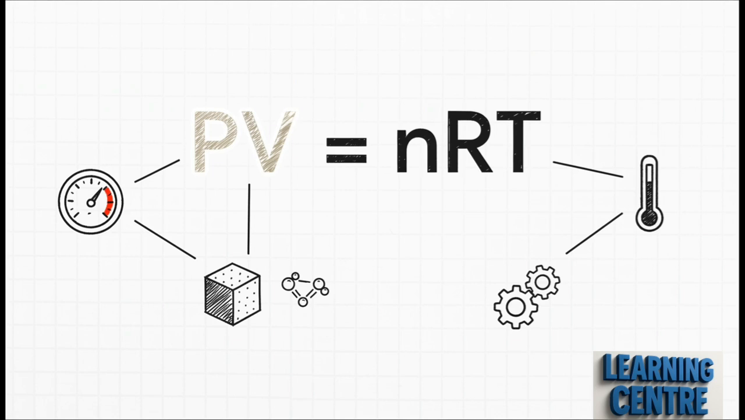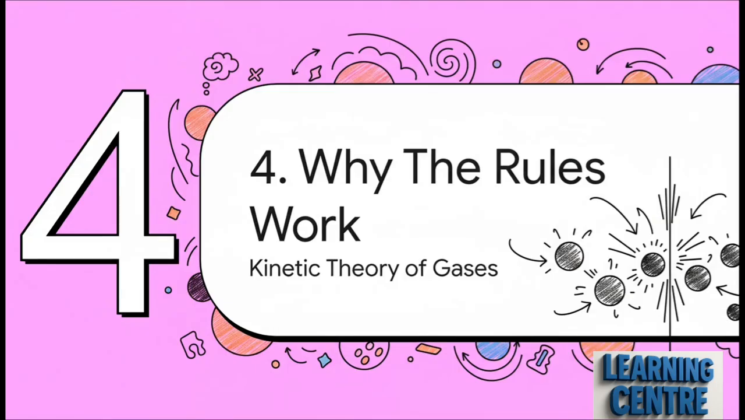P is pressure, V is volume. We know those. T is temperature, in Kelvin, of course. Now, what about n and R? Well, n is just how much gas you have, the number of moles. And R is just a special number, the ideal gas constant, that makes all the math work out with the units. But the main thing to see here is how pressure, volume, and temperature are all connected in one beautiful formula.